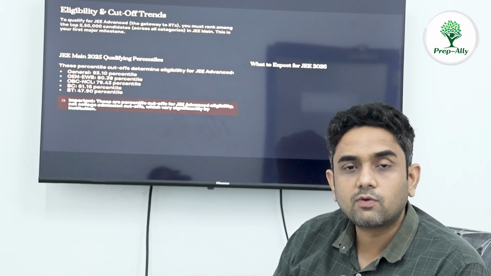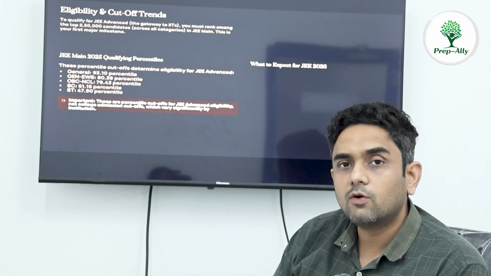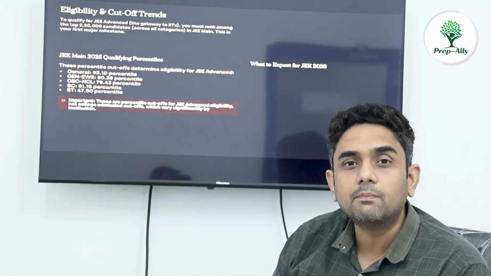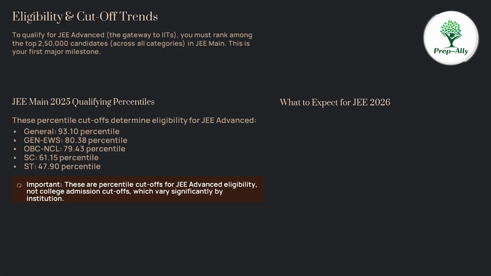Now coming to what kind of cutoff you can expect. If I talk about the 2025 cutoffs for JEE Mains, that means the minimum percentile you require to get selected for JEE Advanced, in the general open category it was 93.1 percentile. For the general economic weaker section, the EWS category, it was 80.38 percentile. For OBC NCL, it was 79.43 percentile. For SC, 61.15, and for ST, it was 47.9 percentile.